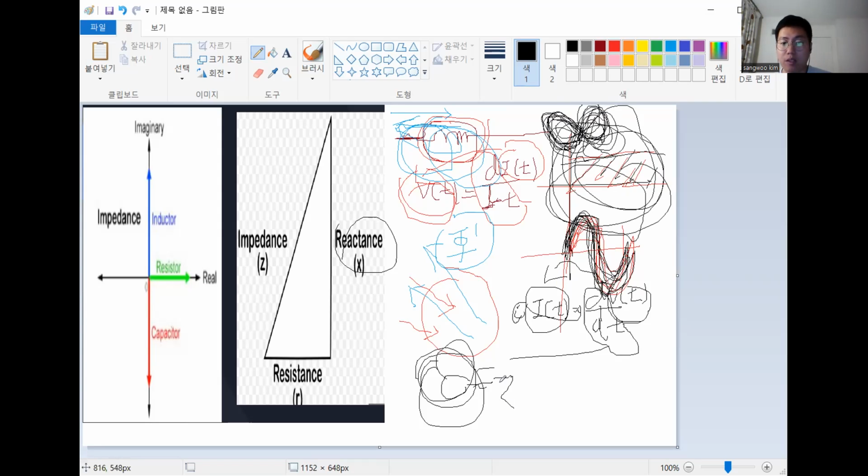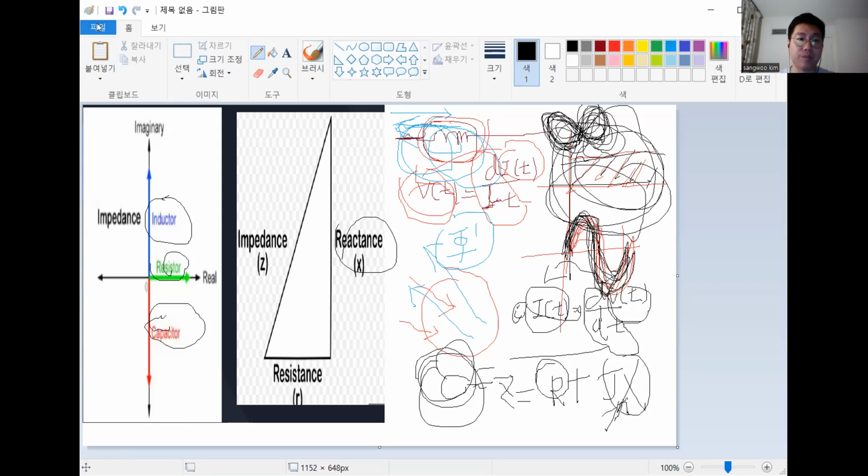But impedance, I said, includes R plus jX, the reactance. Reactance is going to be the inductor part and the capacitor part, and the resistor is the actual loss, right? But as I said, this reactive part is not actual use. Okay, let's move on.